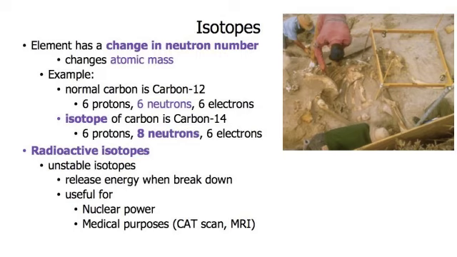Both carbon-12 and carbon-13 are stable isotopes, meaning that their nuclei remain intact more or less forever. The isotope carbon-14, on the other hand, is unstable, or what we would call radioactive. A radioactive isotope is one in which the nucleus decays, giving off particles and energy.